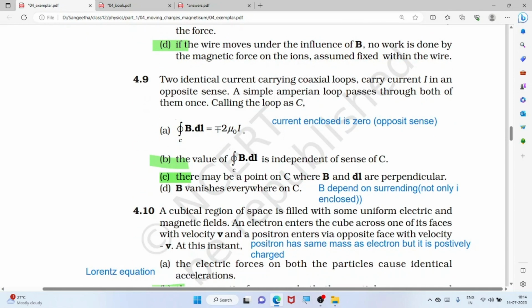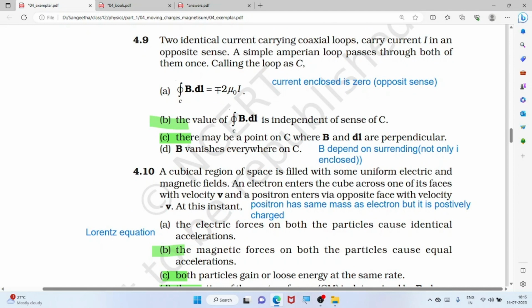Two identical current carrying coaxial loops carry current I in an opposite sense. A simple Ampere rule applies here, because the current is going in the opposite sense and the Amperian loop covers both the currents, so the total current enclosed will be 0. So this side will be 0, and no term will come, so this statement is wrong. The value is independent of the loop, because the total current is 0.